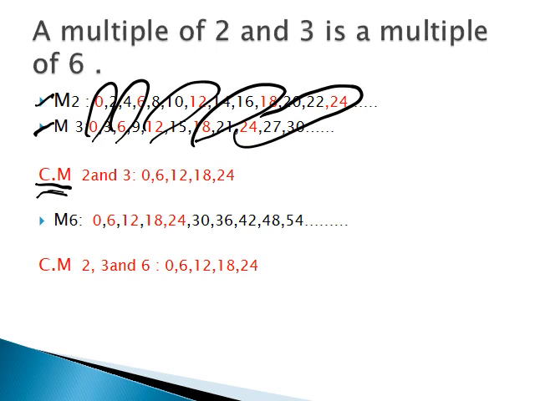Then list the multiples of 6. So here we have 0, 6, 12, 18, 24. So a multiple of 2 and 3 is a multiple of 6. Here we have same multiples. So common multiples of 2, 3, and 6 are 0, 6, 12, 18, 24.